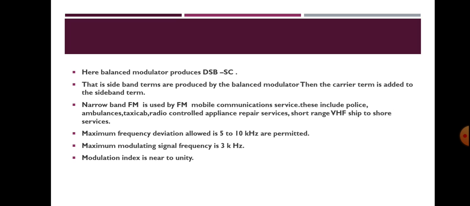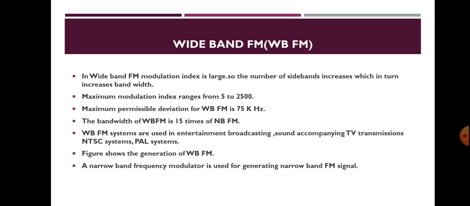Next, the maximum frequency deviation allowed in the case of narrowband FM is 5 to 10 kilohertz. The maximum modulating signal frequency used here will be 3 kilohertz, and the modulation index is near to unity, or sometimes it may be higher than unity.